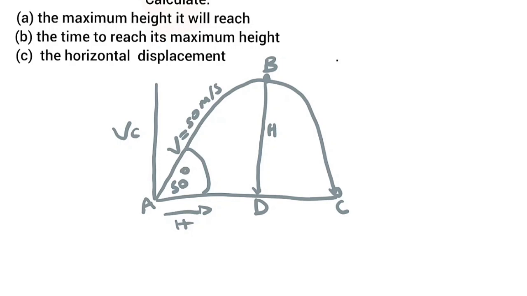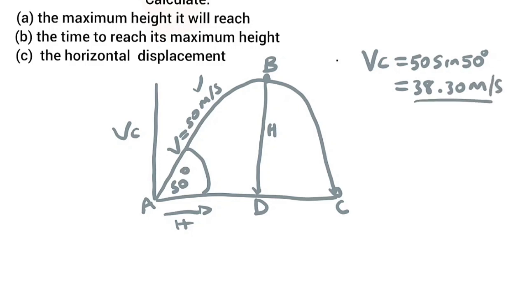Because here we're dealing with a vertical component, we have to find the velocity for the vertical component. The velocity for the vertical component, we'll say V_C is equal to, because we're dealing with a vertical component, we'll use sine: this velocity times sine 50 degrees. This gives us the vertical component to be 38.30 meters per second. That's the velocity we will use to find this maximum height.